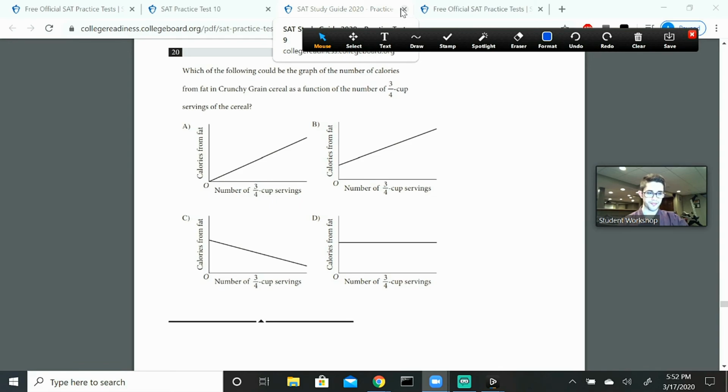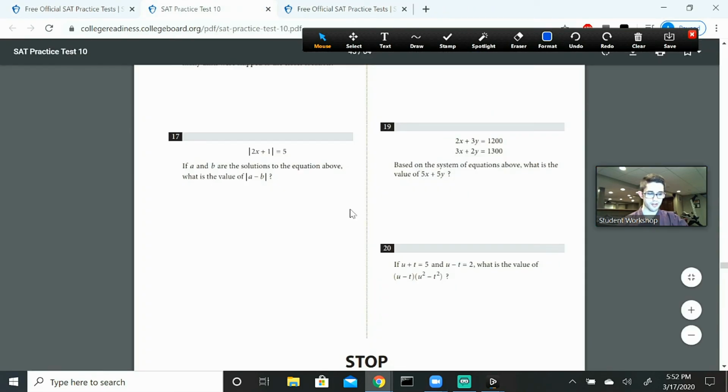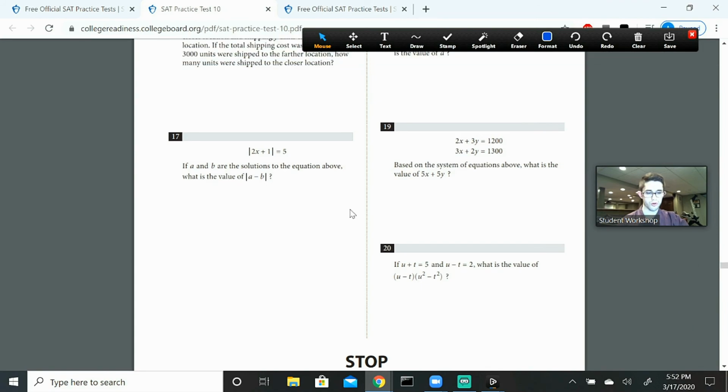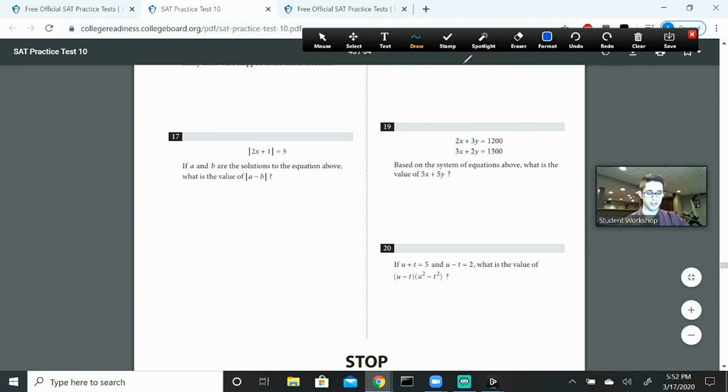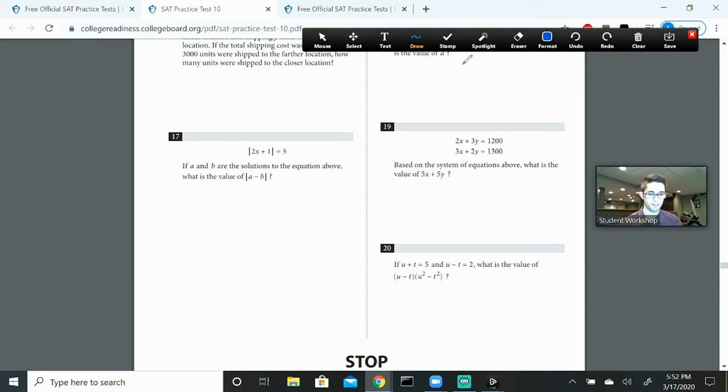All right, last test. Woo! Let's do it. Question 19. Based on the system of equations above, what is the value of 5x plus 5y? Now you see it is a system, so your first instinct might be to solve for x and solve for y, but if you just add these two functions together, we end up getting 5x plus 5y equals 2500. And that's what we're looking for.